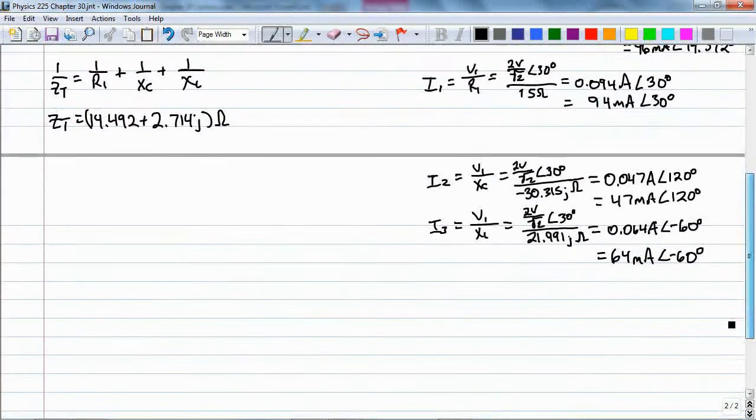So these are currents, and if I were to add these currents via complex numbers, we would find that we would get back to our total current of 0.096 amps at an angle of 19.392 degrees.